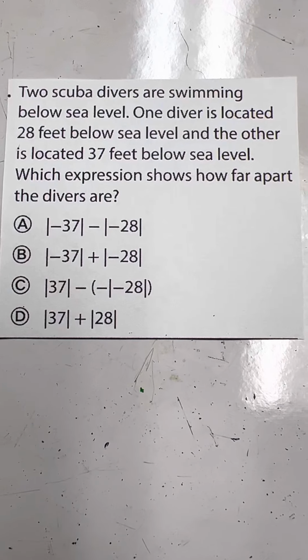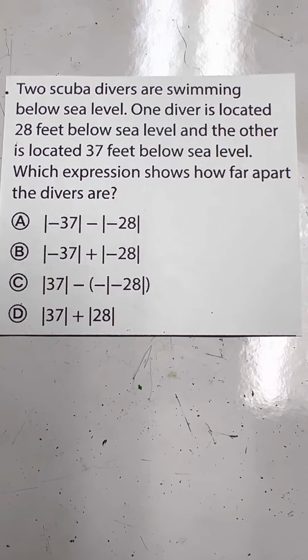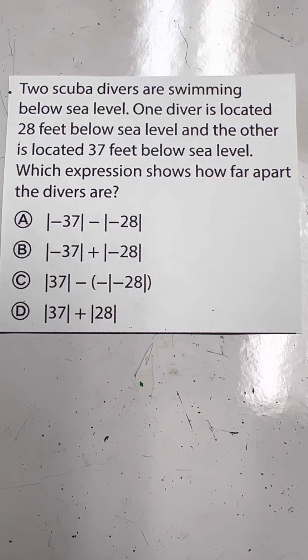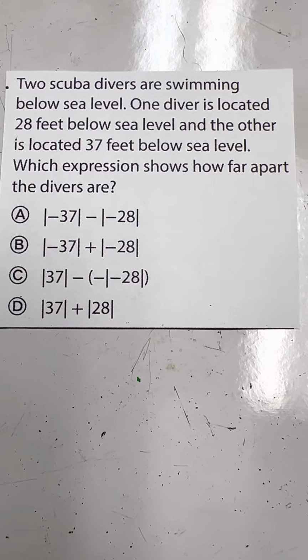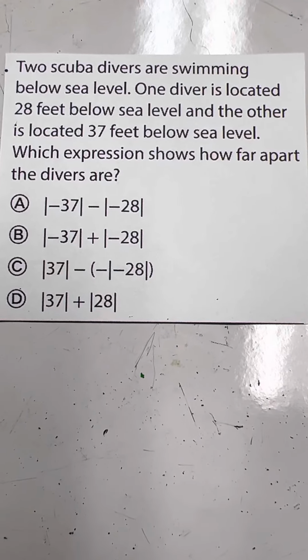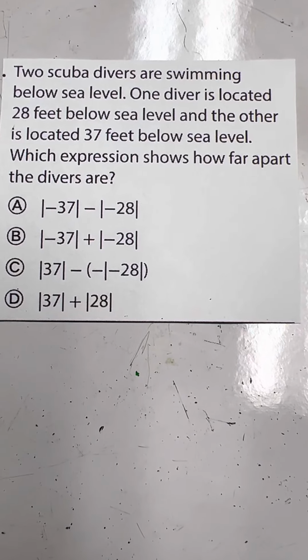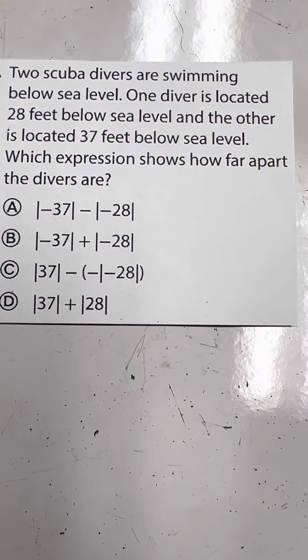I want to go over this question that's for students in 6th grade. Two scuba divers are swimming below sea level. One diver is located 28 feet below sea level and the other is located 37 feet below sea level. Which expression shows how far apart the divers are?